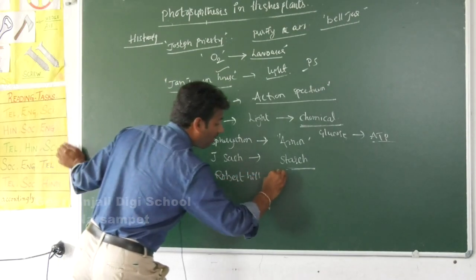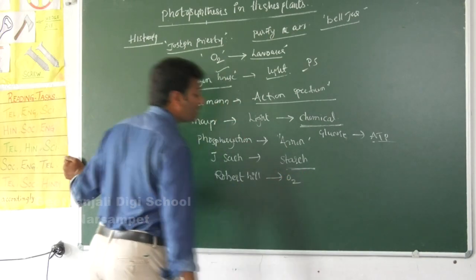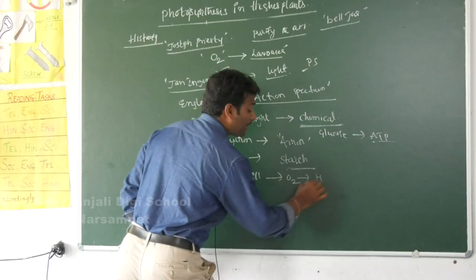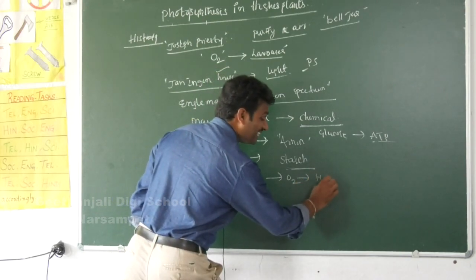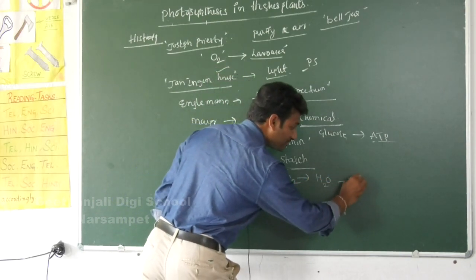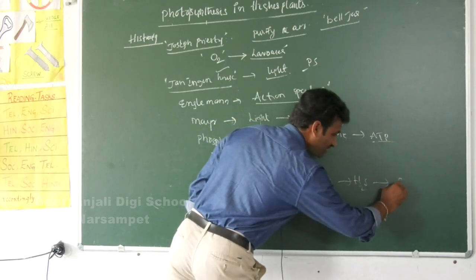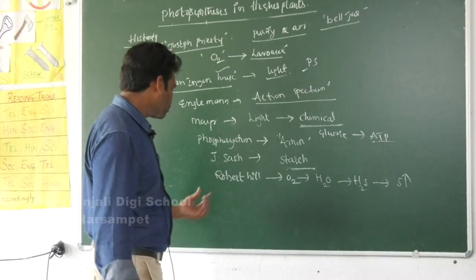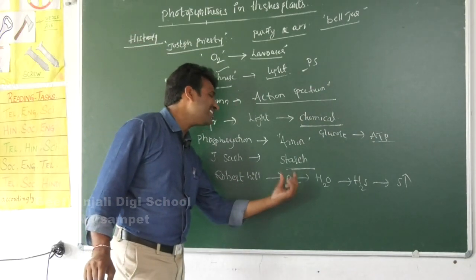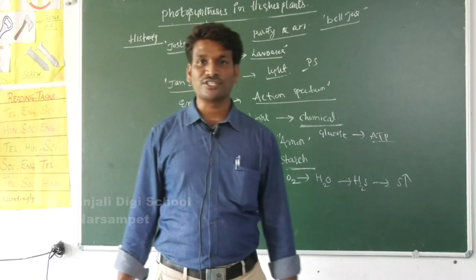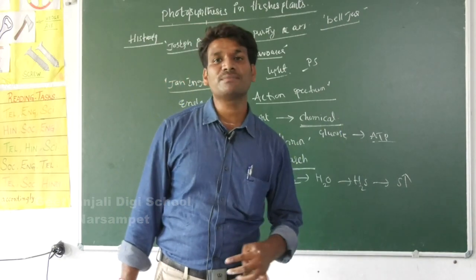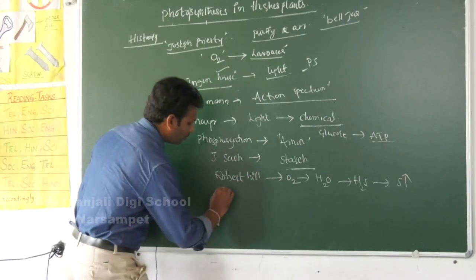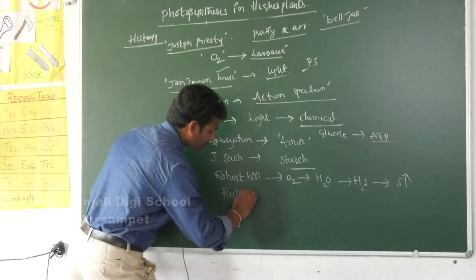proved that oxygen is liberated during photosynthesis. He worked on purple sulfur bacteria. Instead of water, he used H2S. In this reaction, sulfur is formed inside the purple sulfur bacteria. So Robert Hill proved that oxygen is liberated during photosynthesis. It is not from the CO2, it is from H2O. That was explained by Ruben and Kamen.